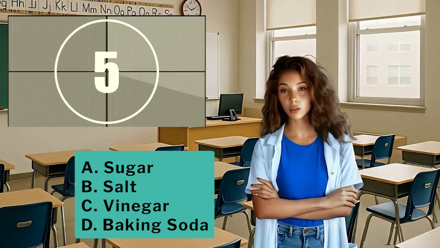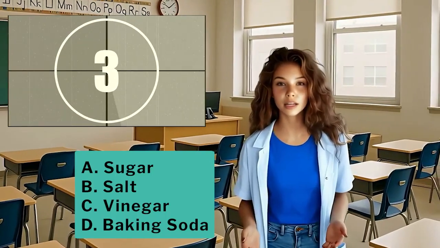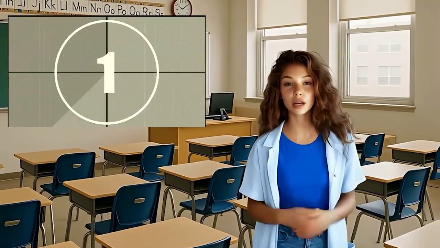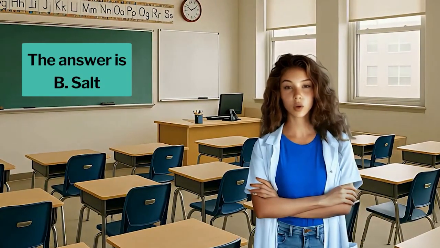Don't second guess yourself. Fun fact: you're made of about 60 different chemical elements. You're basically walking science. Time's up. The answer is B, salt. How's your score so far?